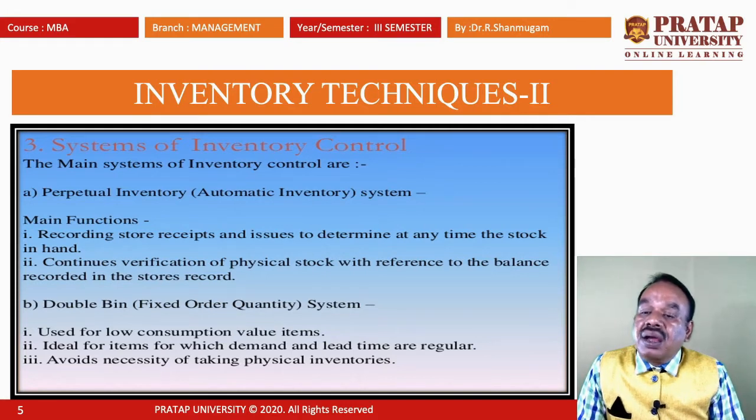Number one, recording store receipts and issues to determine at any time the stock in hand. Whatever the raw materials, components, sub-assemblies, they have to record. That is a store in. Based on this, they can determine at what time the stock will run out. Number two, continuous verification of physical stock with reference to the balance recorded in the store record.